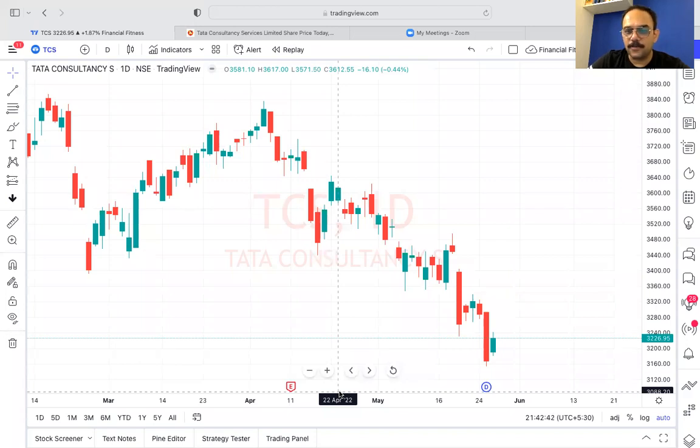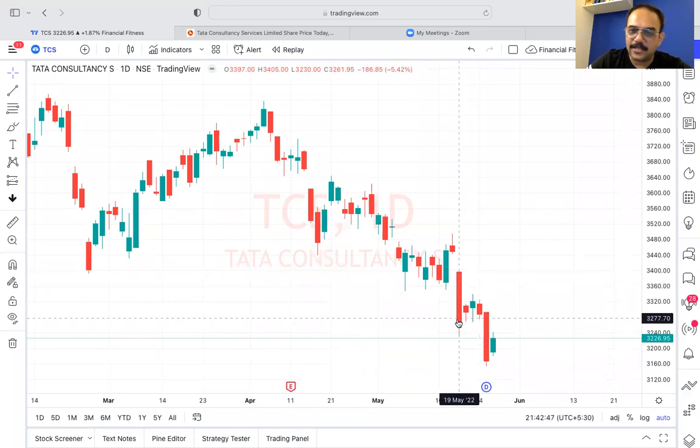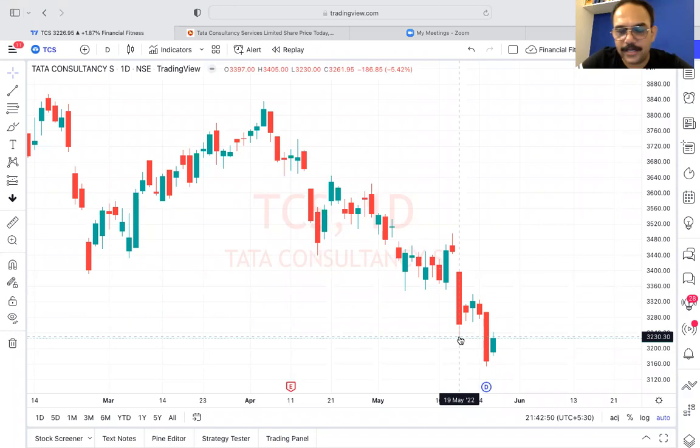So Prasanna is asking whether the wick means the day's low or high. Yes, the topmost point is the highest point and the lowest point is the low of the day. That is how it is.